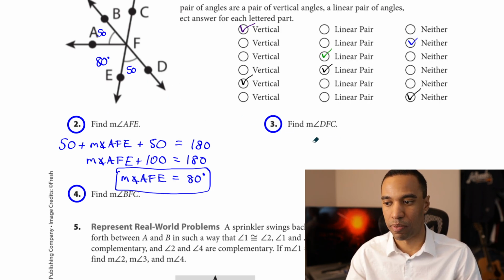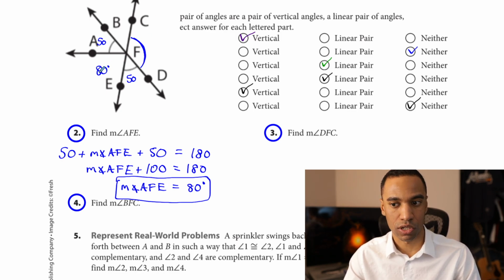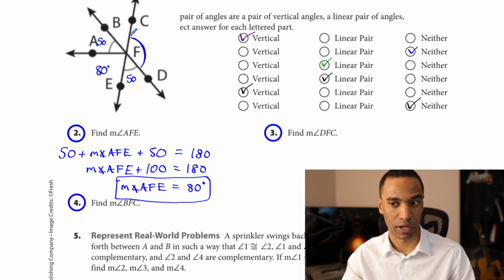All right, let's look at the next problem. Find the measure of angle DFC. So DFC is this big guy right here. And I think this 80 will be nice to use. There's more than one way you can do this problem, and I want to make sure you know this.